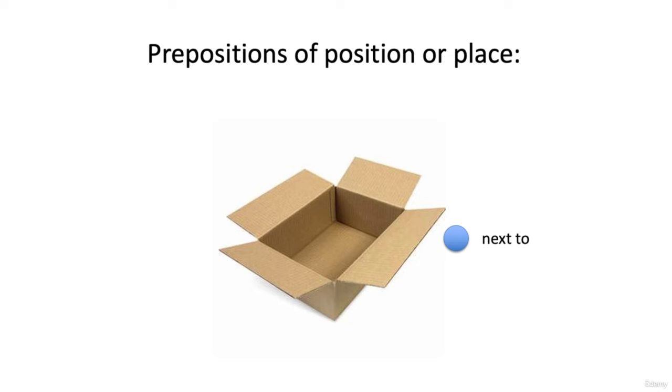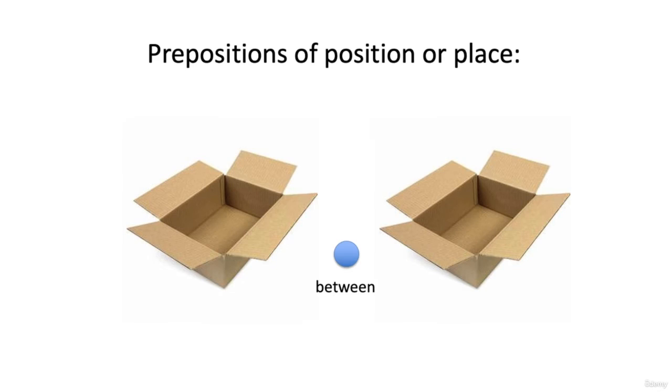Next to. The blue dot is next to the box. Next to means beside. Between. The blue dot is between the two boxes. We use between when the subject is in the middle of two or more other objects.